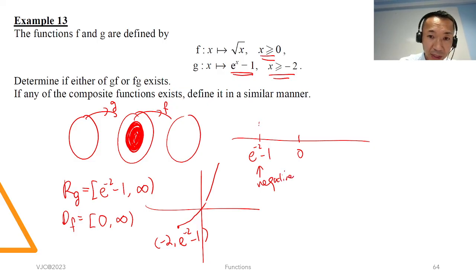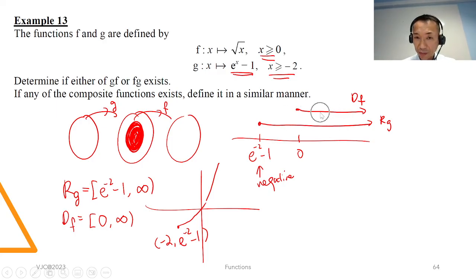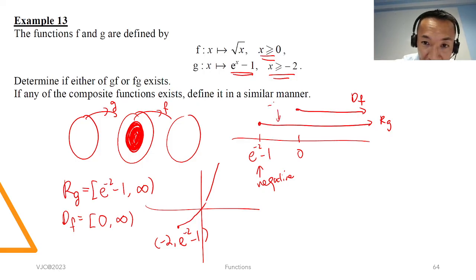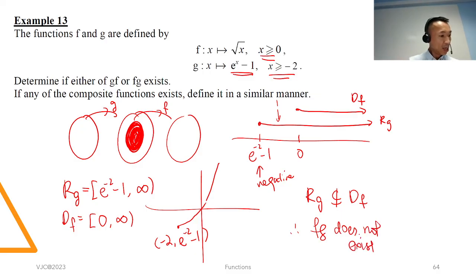So this one is the range of g. This one is the domain of f. Is the one below a subset? There are some values here that are not included in the domain of f, which one of it was -1 earlier, which I shared. So therefore, how do you write? You say range of g is not a subset of domain of f, therefore fg does not exist. Please rewind and play again if you're not clear. That's that for this section.